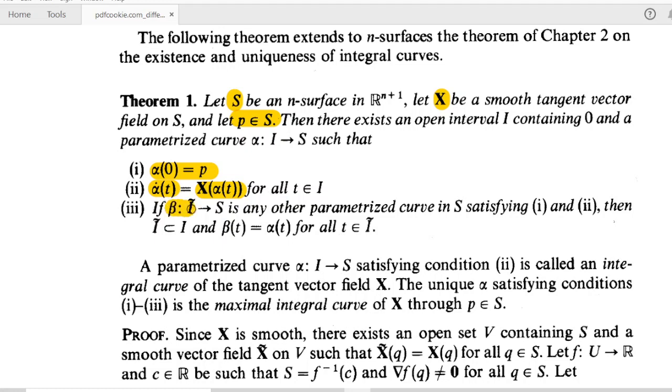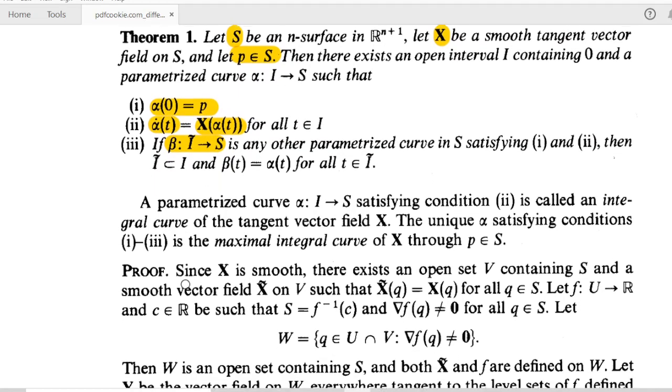If beta from I tilde is any other parameterized curve in S satisfying 1 and 2, then beta of t is equal to alpha of t for all t belonging to I tilde. So let us see the proof.